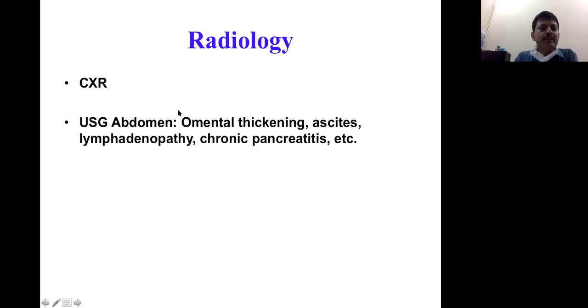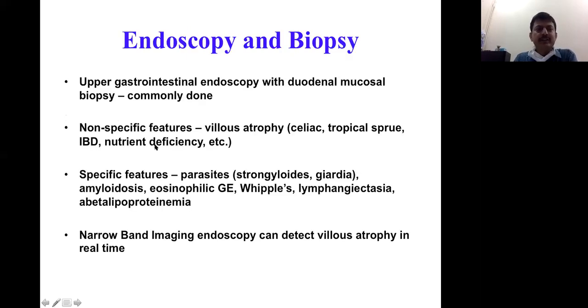And again, simple radiological tests like chest X-ray can give you a clue about previous or a current tuberculosis. Ultrasound, although a simple test, can give you a lot of information like presence of omental thickening, ascites, lymphadenopathy, chronic pancreatitis, etc. Okay. So once you have done these basic stool and blood tests and basic radiological tests, in some patients you may have a diagnosis, but in most patients you may have to go to the next step.